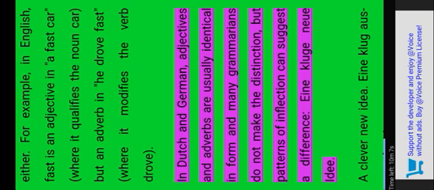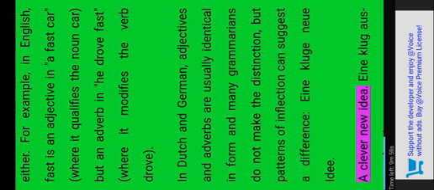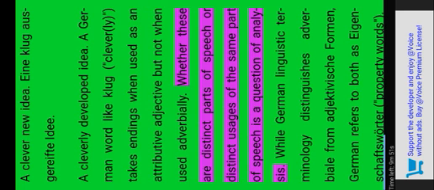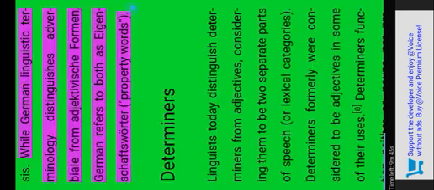In Dutch and German, adjectives and adverbs are usually identical in form and many grammarians do not make the distinction, but patterns of inflection can suggest a difference. "Eine kluge neue Idee." A clever new idea. "Eine klug ausgereifte Idee." A cleverly developed idea. A German word like "klug," cleverly, takes endings when used as an attributive adjective but not when used adverbially. Whether these are distinct parts of speech or distinct usages of the same part of speech is a question of analysis. While German linguistic terminology distinguishes adverbial from adjectival forms, German refers to both as "Eigenschaftswörter," or property words.